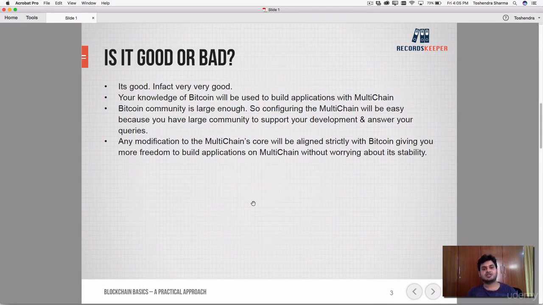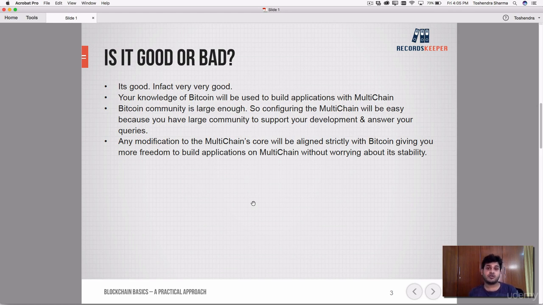So again, the question is, is it good or bad? Of course, it's very, very good. You have a huge community to support your development. You have many people to ask your questions. You have Stack Overflow or wherever you want to go, you will get your answers very easily, rather than building on a platform which is completely new, because you won't have community support for that.